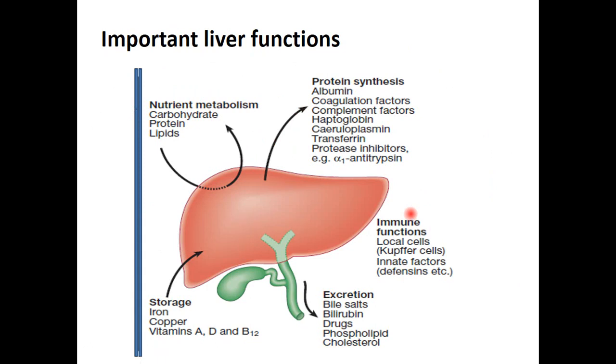The important thing is the function of the liver. It has many functions, starting with the synthesis of protein, for example albumin, coagulation factors, complement, and etc. The other function is the immune function by the local Kupffer cells. It has an excretion function, for example excreting bile salts, bilirubin and drugs. Nutrient metabolism, very important, so it's metabolism of fat, carbohydrate, and protein. And storage, another important function of the liver, is the storage of iron, copper, and vitamins A, D, and B12.